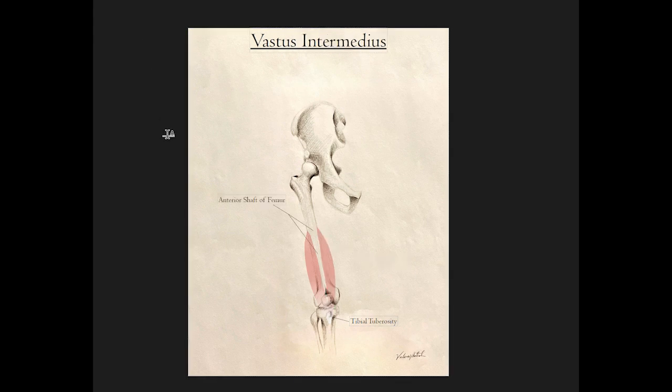Next, we have the vastus intermedius. The vastus intermedius is going to attach to the anterior shaft of the femur and then runs distally to also insert onto the tibial tuberosity, like so. Okay, so right there, we have 3 out of the 4 quadriceps muscles that we just covered. Here's going to be the last and final one.